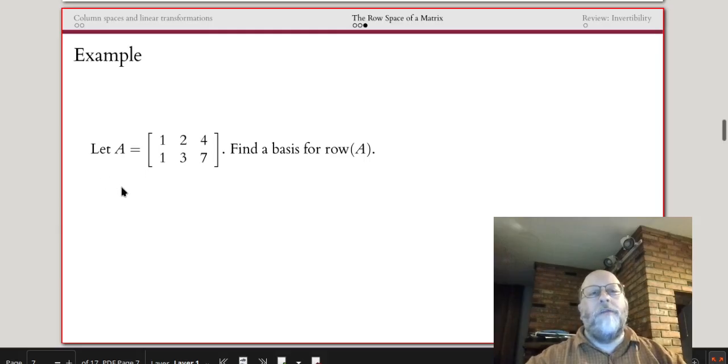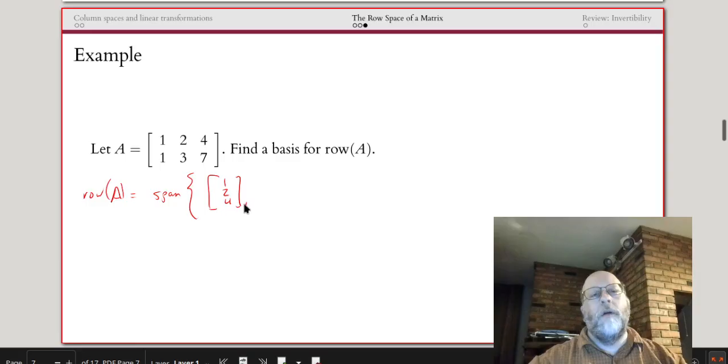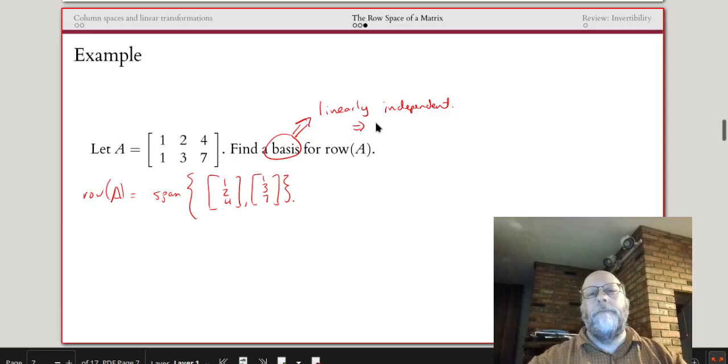Well, we know that the row space of A is the span of the vectors 1, 2, 4, 1, 3, 7. A basis must be, by definition, linearly independent. And that implies that there must be a leading entry or pivot in every column.